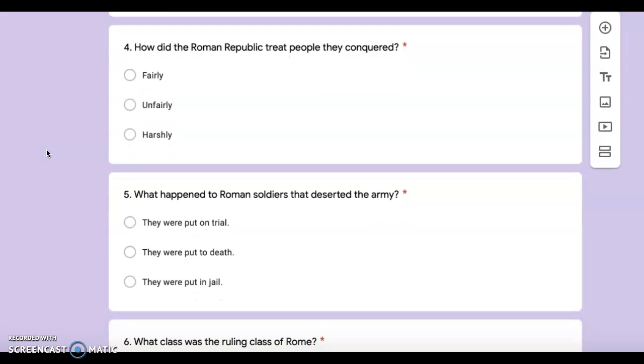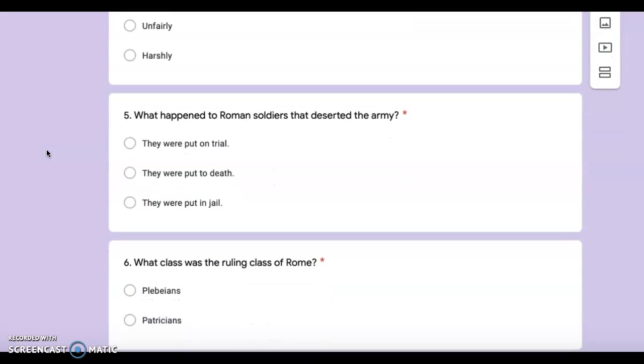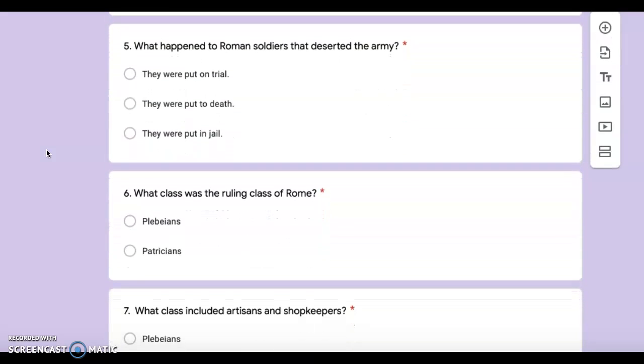Number 4. How did the Roman Republic treat people they conquered? Fairly, unfairly, harshly. Number 5. What happened to Roman soldiers that deserted the army? They were put on trial, they were put to death, or they were put in jail.